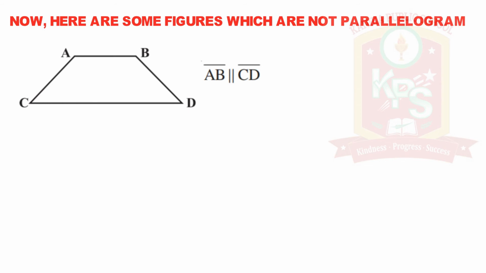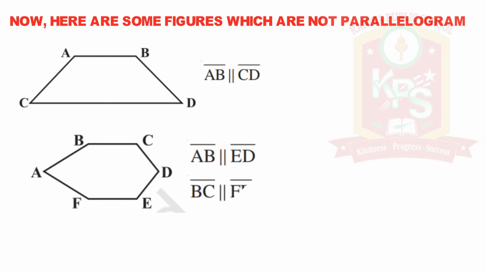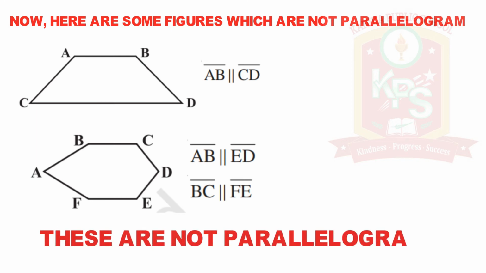Now here are some figures which are not parallelogram. Figure number 1, as you can see, ABDC. Here AB is parallel to CD, but AC is not parallel to BD. So this is a trapezium but not a parallelogram. In the second figure, ABCD, E and F, this is a pentagon, right? ये AB, BC, CD, sorry, this is a hexagon, not a pentagon, this is a hexagon. Because यहाँ पर आपकी 6 sides हैं and 6 sides एक क्वाड्रिलेटरल नहीं हो सकता, so it can't be a parallelogram. So these are not parallelograms.